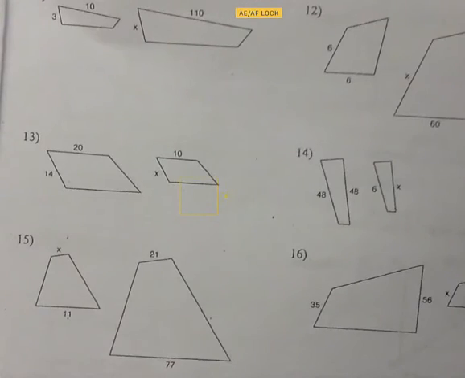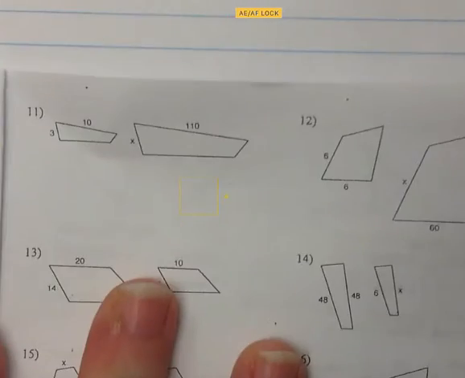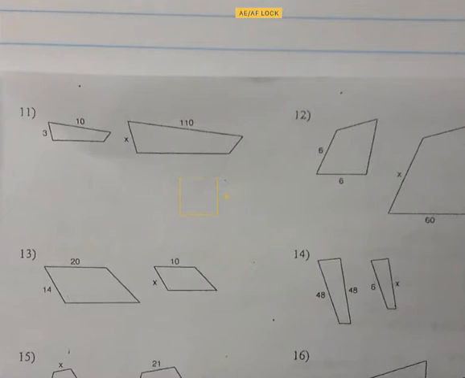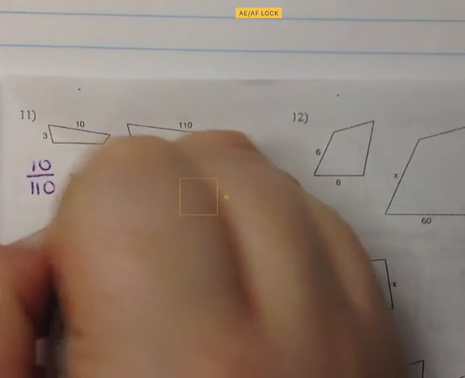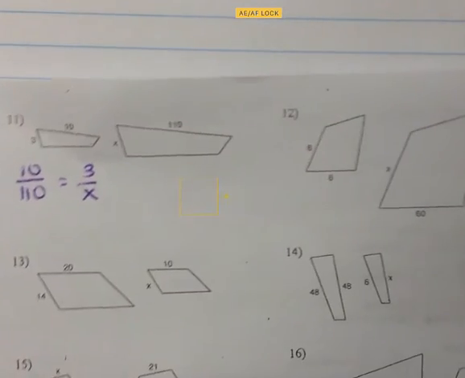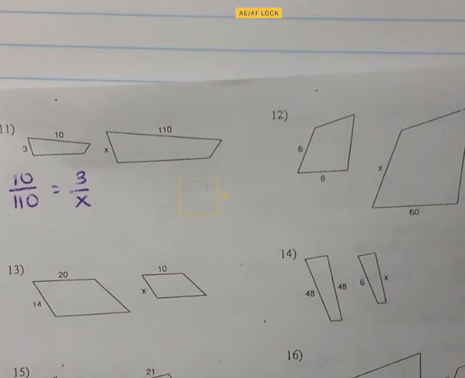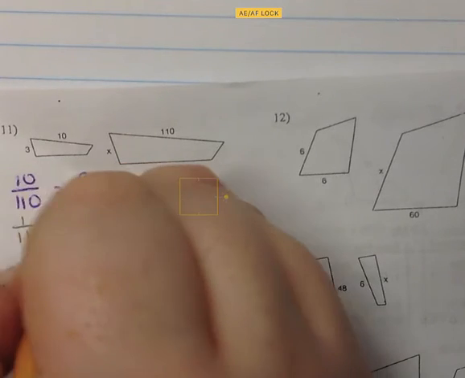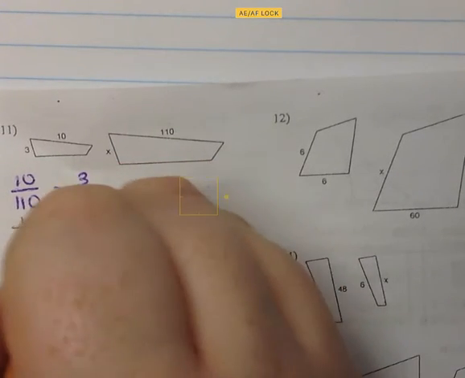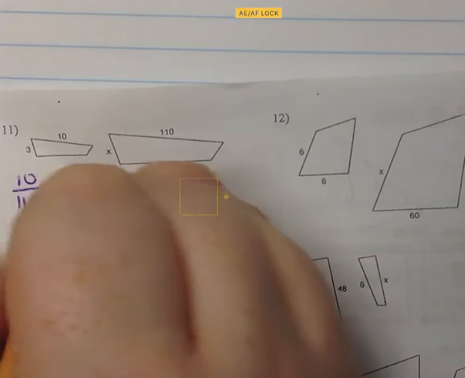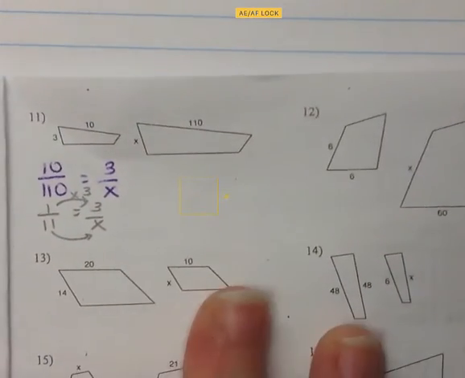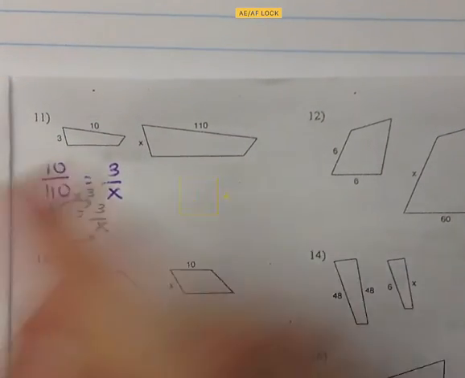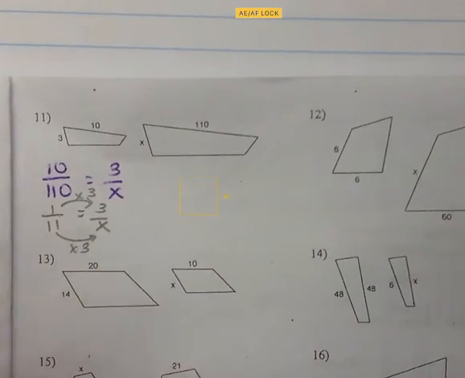So we're going to do 11 through 20 the exact same way. Just write them out. So 10 over 110 equals 3 over x. So 10 divided by 110 should be 1 over 11. 1 over 11 equals 3 over x. So I have to multiply by 3 to get from 1 to 3. So 11 times 3 is equal to 33.